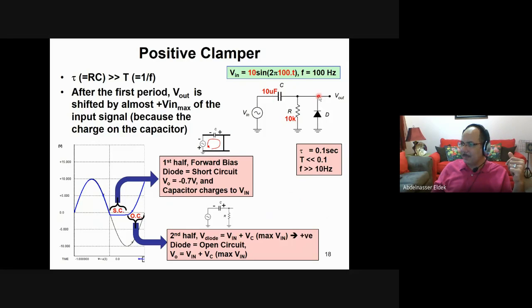This side is negative, and this side is ground. So this voltage here is higher than this voltage, then the capacitor will be short. So the diode will be short circuit. The diode is short circuit because it is forward bias. Then you will have this circuit here.